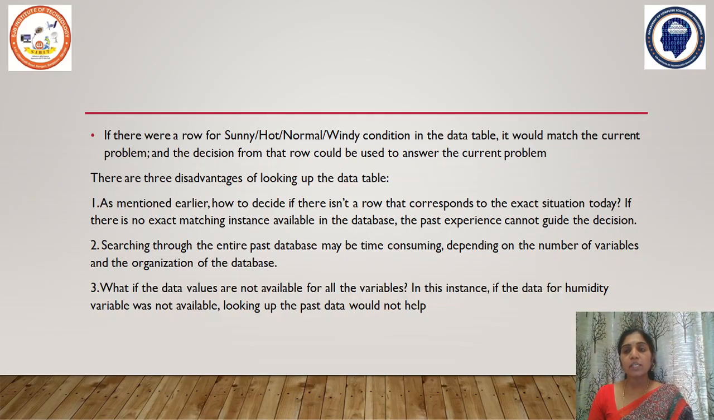A better way of solving the problem may be to abstract the knowledge from the past data into a decision tree or rules. These rules can be represented in a decision tree and then the tree can be used to make the decisions. A decision tree may not need values for all the variables.